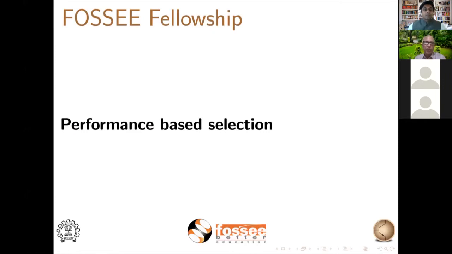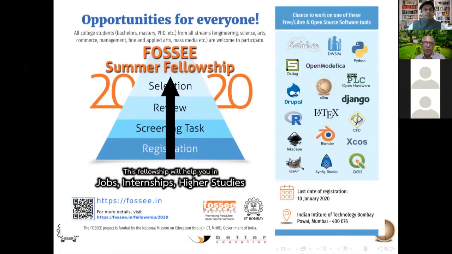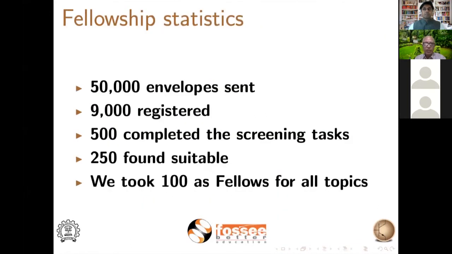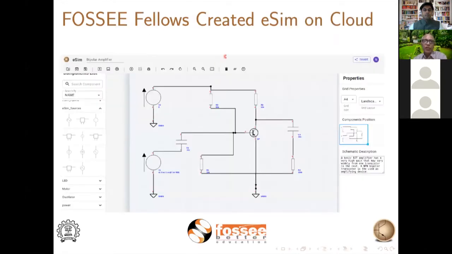FOSSEE Fellowship: performance-based selection, registration, screening task, review, and then selection. I'm talking about the one that we sent in 2020. 50,000 envelopes were sent to as many departments, 9,000 registered, 500 completed screening tasks, 250 found suitable. We took 100 as FOSSEE fellows for all topics. Some of them did eSim work. FOSSEE fellows created eSim on cloud. We are still working on that. Hopefully, we will release this also sometime.